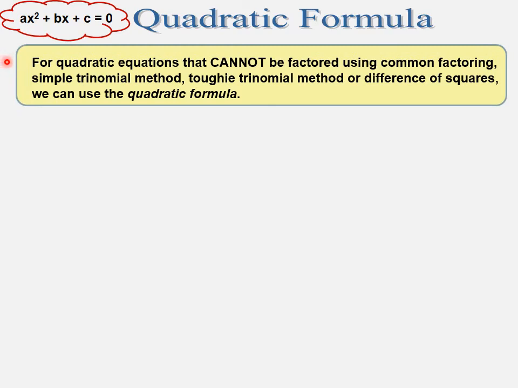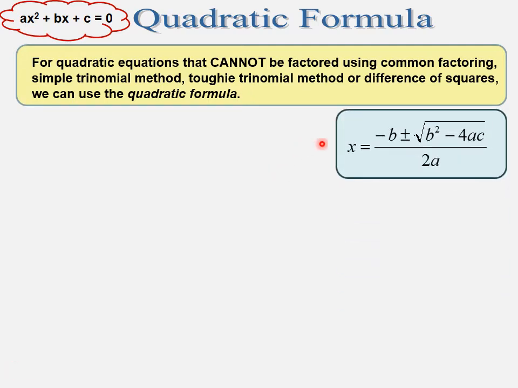We use it when we cannot factor using our traditional methods of common factoring, simple trinomial method, the Tuffy trinomial method, or the difference of squares. So when those methods do not work, we have a last resort, and we always keep it as a last resort because it is a little bit longer and complicated. So then finally we go to our last method, which is the quadratic formula.